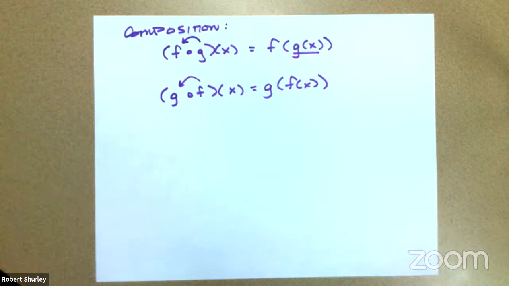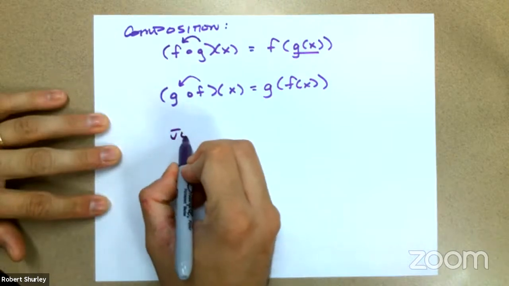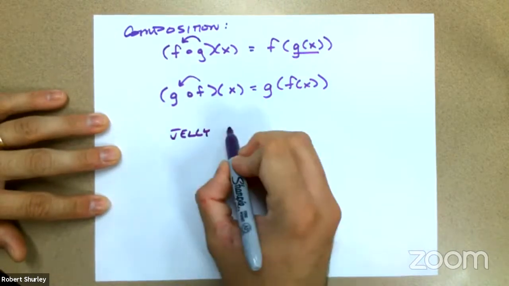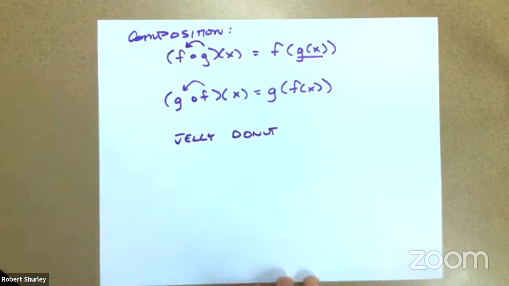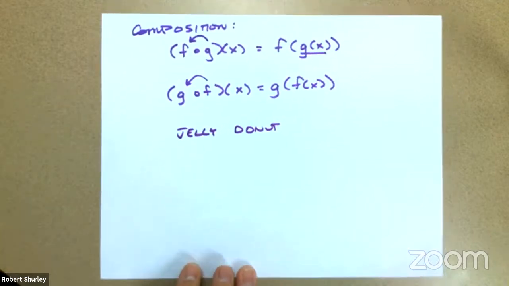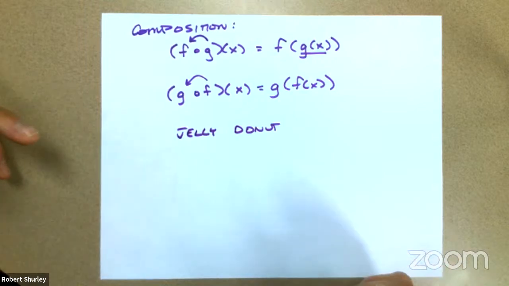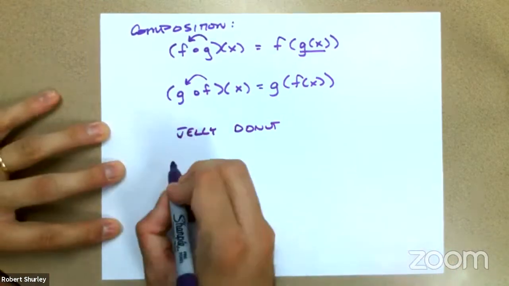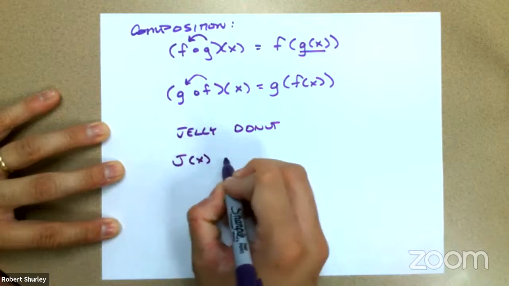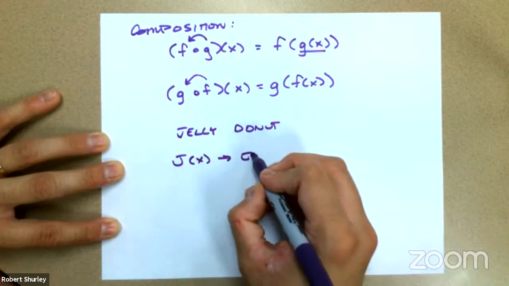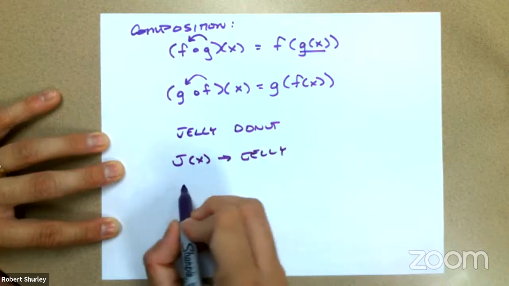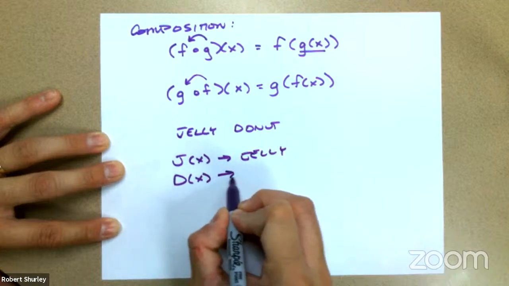I'm going to go with a jelly donut, because I think it's a good food example. Okay? Jelly donut. And now I need you to think a little outside the box here, or I guess inside the box because of composition. But we're going to say J of x is our jelly donut. Or actually, I'm sorry, is our jelly. And D of x is our donut.